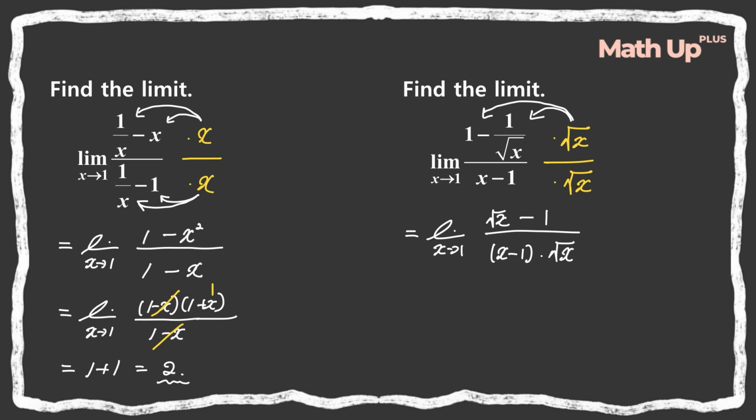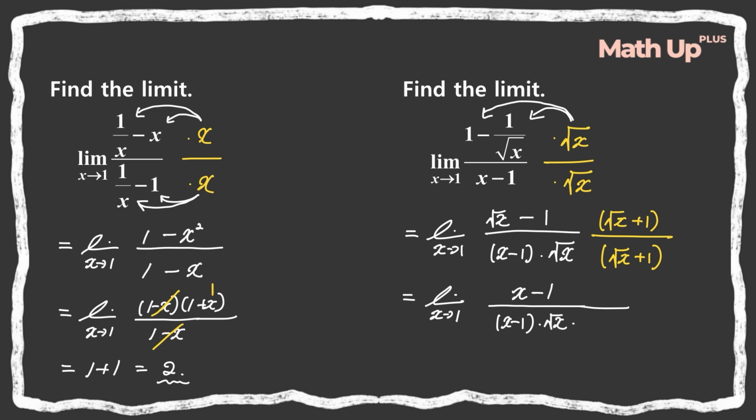Now if we substitute 1 for x, then that's going to be equal to 0 over 0, indeterminate form, right? So we're going to rationalize this expression by multiplying by square root of x plus 1 here and in the denominator, right? Then this limit is equal to the limit as x approaches 1. We have x minus 1 in our numerator, and in the denominator x minus 1 times the square root of x times square root of x plus 1, right?